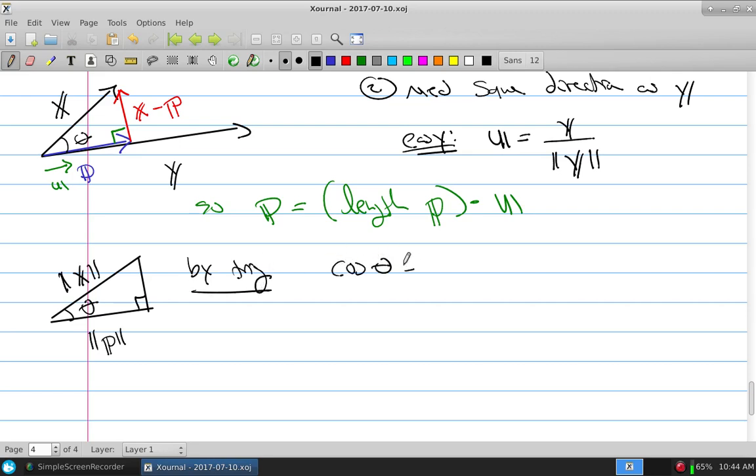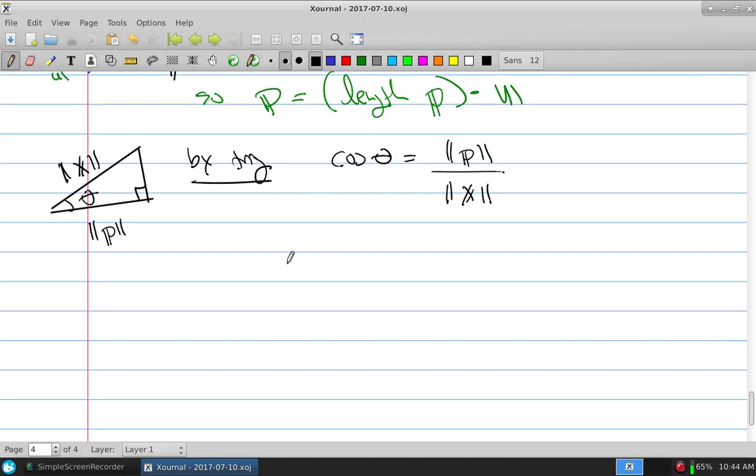the cosine of theta is what? Adjacent, which is length of P, which by the way I'm looking for, divided by hypotenuse, which is length of X. So length of x times the cosine of theta is the length of p.